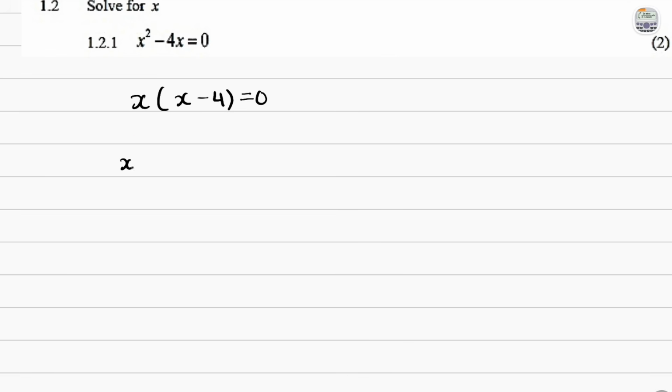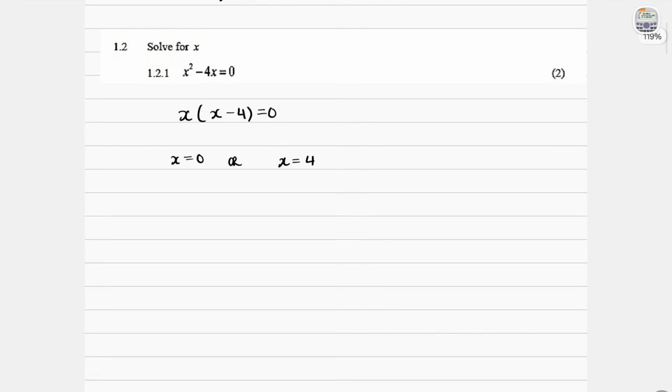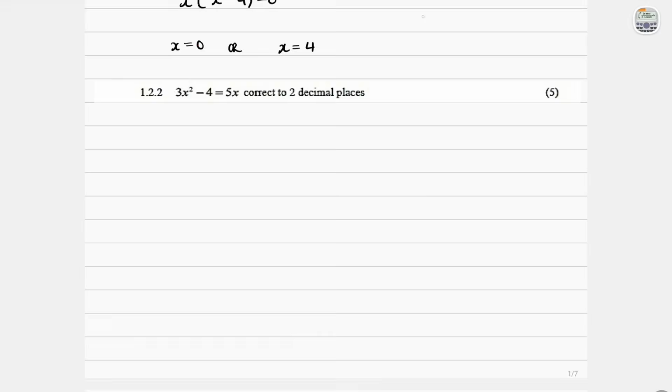So we would say either x is equal to 0 or this x minus 4 equals 0. And if you solve for x here, transpose the negative 4, x is equal to 4. And those are our answers. Moving on to the next question.